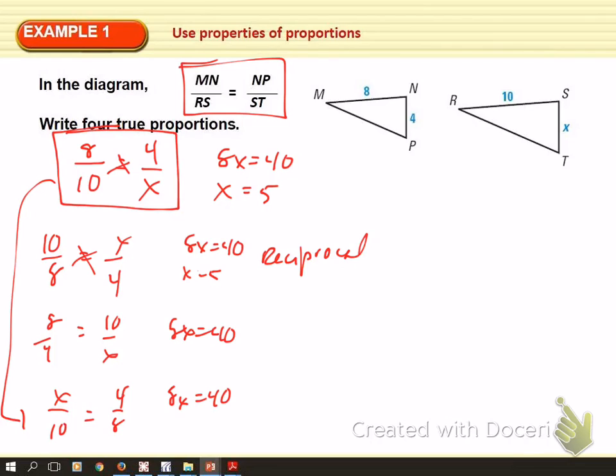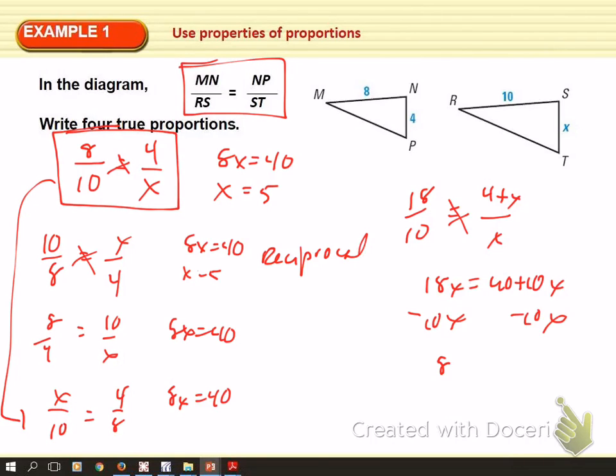We can do that. We can even do this. Watch this. 18 to 10 is going to be equal to 4 plus x to x. Because if we cross multiply, we get 18x equals 40 plus 10x. Subtract the 10x, and we get 8x equals 40. It's the same thing throughout this entire process. The moral of the story is this: you can set up proportions in a lot of different ways to help you find what you need.